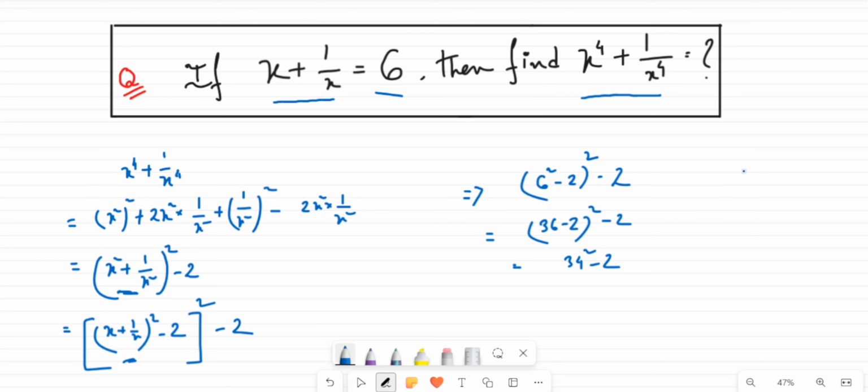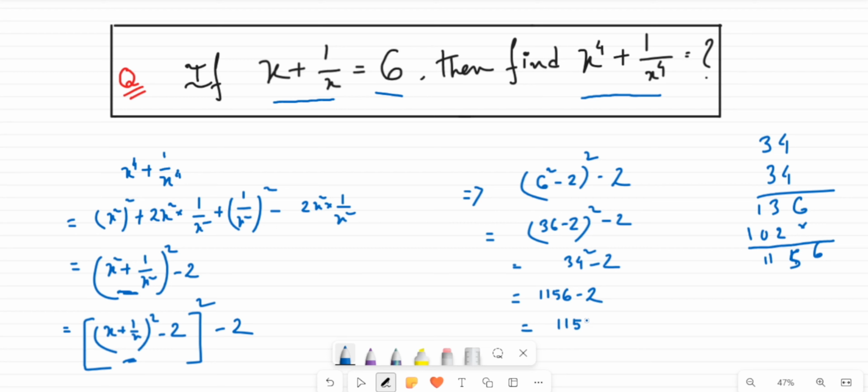So what is the value of 34 square? 34 times 34 means 1156, right? So 1156 minus 2. So the ultimate answer would be 1154. So this is the required answer.